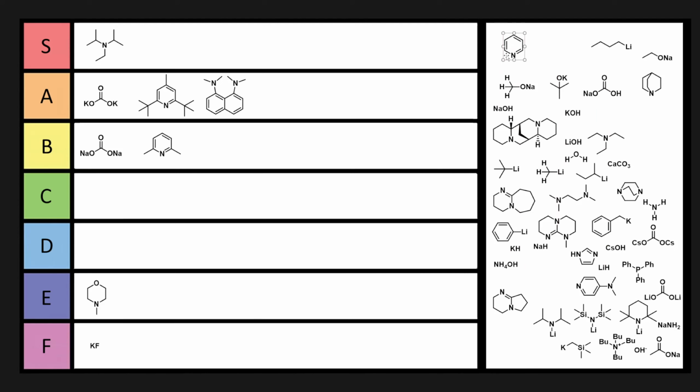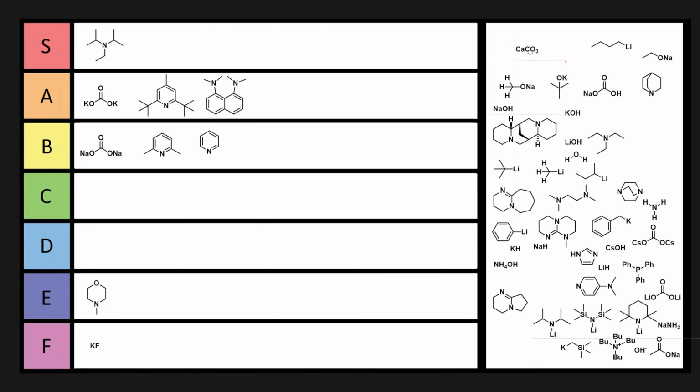Pyridine is dirt cheap. Yeah, it's really nucleophilic though, and that's not desirable for a base. You want a base that can be just basic and hopefully not too nucleophilic. It's kind of hard to get rid of it when you're using it, but it does have a place in all of our hearts, so I'm going to put pyridine in B tier.